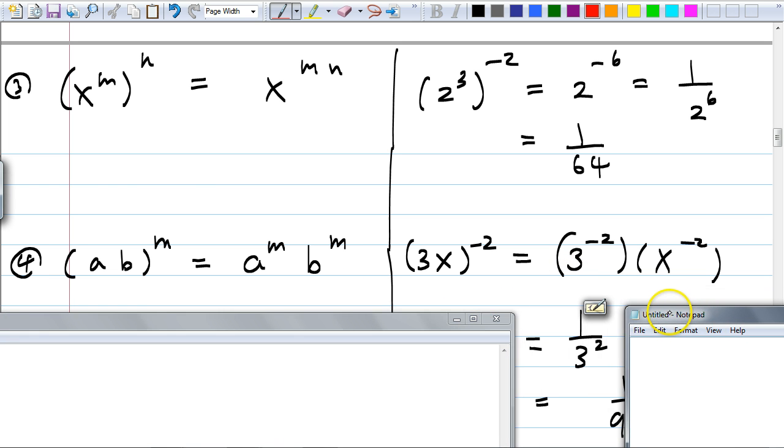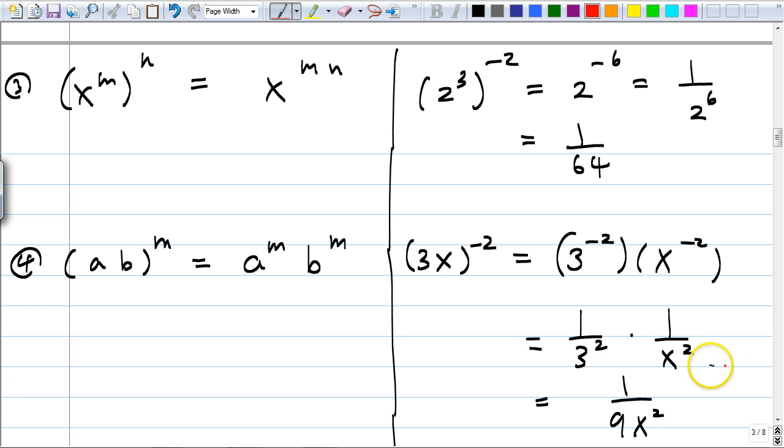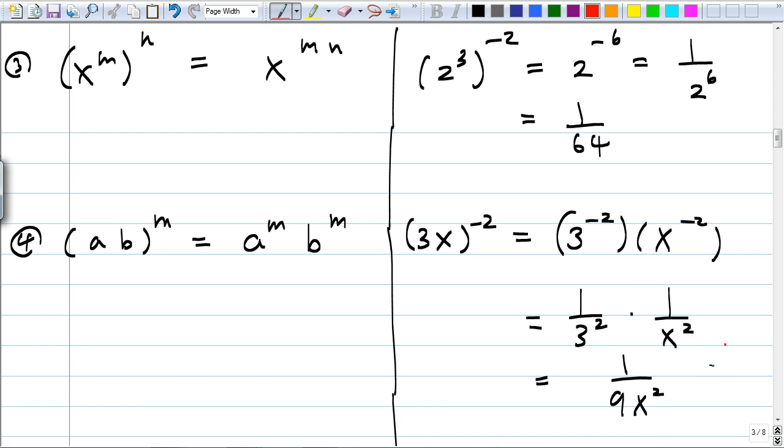Because isn't this 1 over 3 to the second? And what about x to the negative 2? That is 1 over x to the second. And of course, you don't want to leave it this way. So simply 1 over 9 x squared, right? Okay, so there it is.